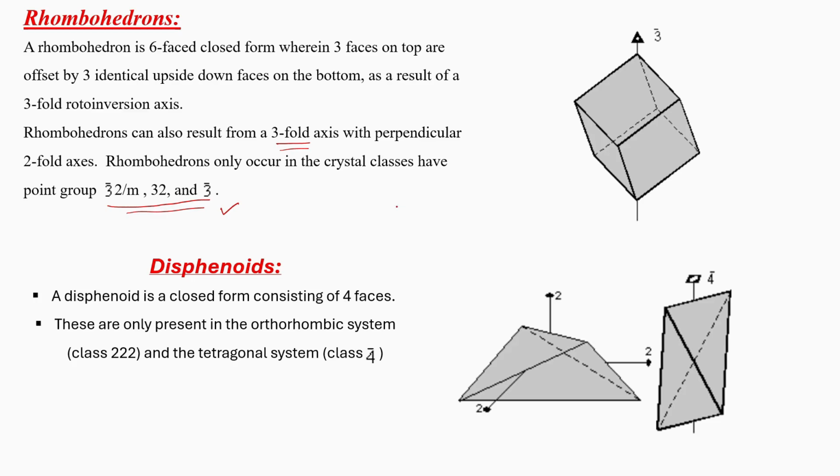That is the necessity for finding a rhombohedron. Here you can find the number of similar faces and how it is related to the symmetry. The disphenoid, again, is a closed form, consisting of 4 similar faces. It is only present in the rhombohedral system and tetragonal system. So that's all for this particular video, and we'll see the other set of forms in the coming video. Thank you.